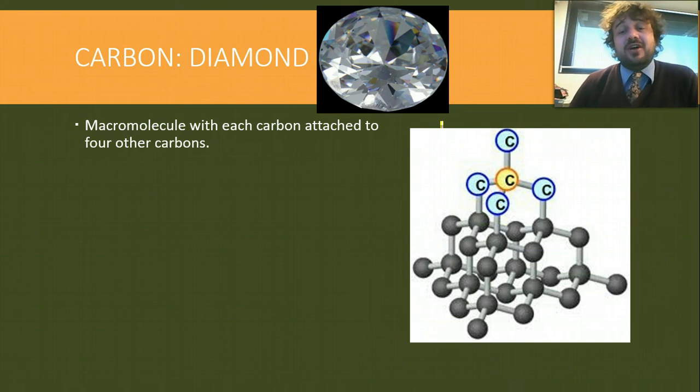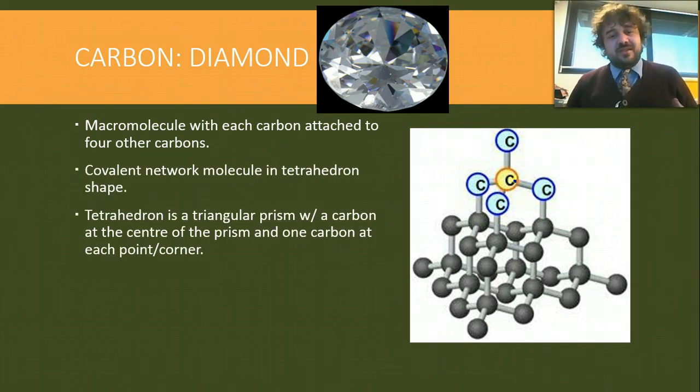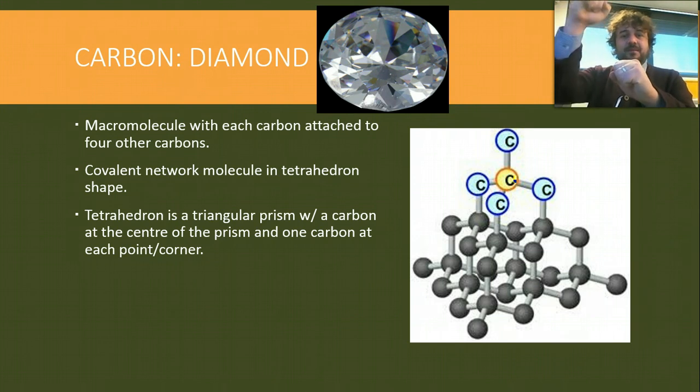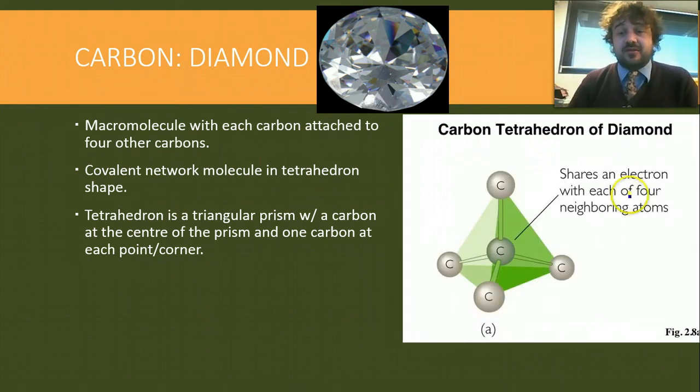All right. So diamond is a macromolecule with each carbon attached to 4 other carbons. Okay. So it's a tetrahedron. So we go there, there, there, there. That's that central carbon. It's a covalent network molecule in the tetrahedron shape. The tetrahedron, it's a triangular prism with a carbon in the center and a carbon at each point on the triangular prism. And here's a good diagram. See, the carbon's right in the center.